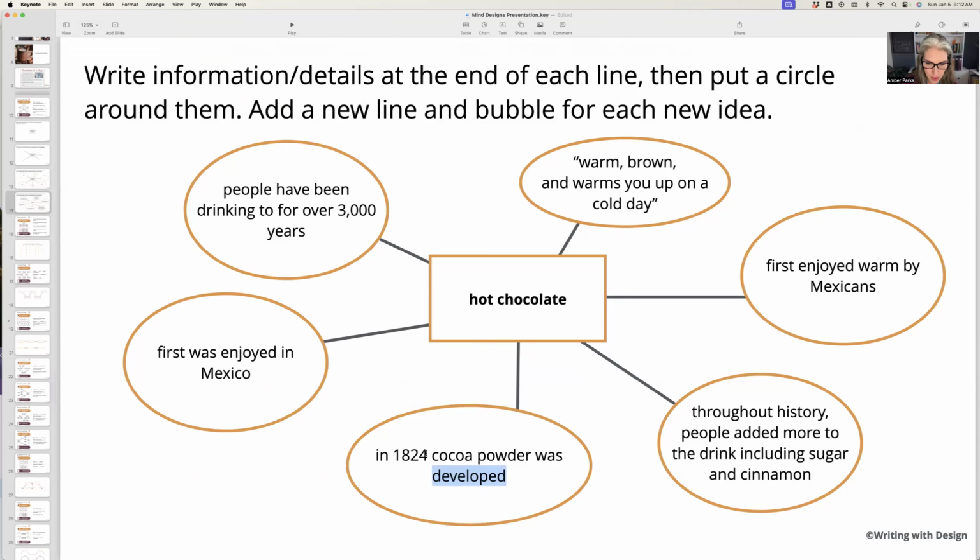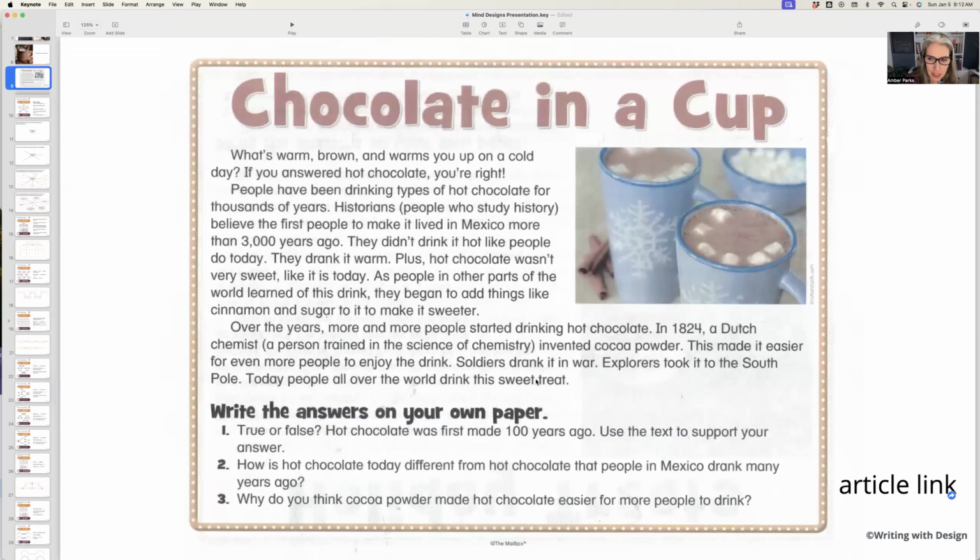In 1824, cocoa powder was developed, and this really led to many people enjoying HC, hot chocolate, right? Because the article goes into talking about soldiers and explorers and then people still enjoying it today.